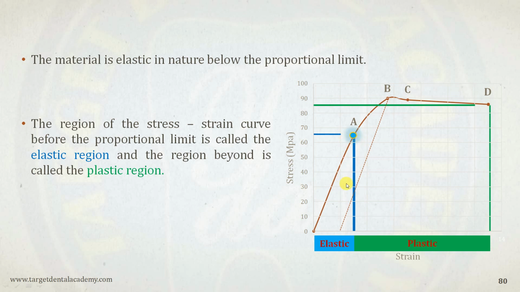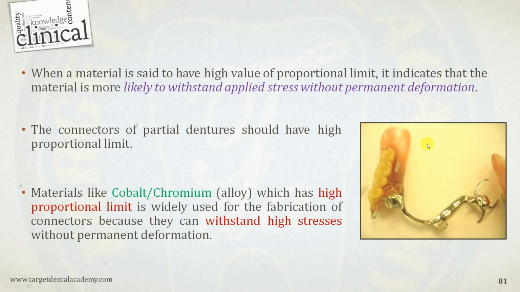Below the proportional limit, it is from here to here, from 0 to 60, it is proportional in limit. The region of stress strain curve before proportional limit is known as your elastic region, and beyond point A, it is your plastic deformation or plastic region. So when a material is said to have a high value of proportional limit, it indicates that the material is most likely to withstand the applied stress without getting permanent deformation.